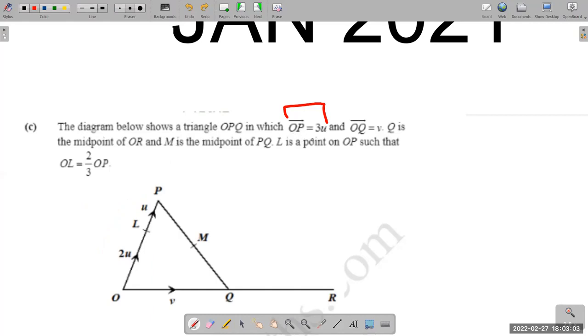So we see how they get 3U. It makes sense because you have to add vectors, right? If I want to go from O to P, I have to add 2U plus U to get from there to there. So that makes sense. That checks out. OQ is V. We already see that. Straightforward. So we agree and we understand this part. Now look at this part.